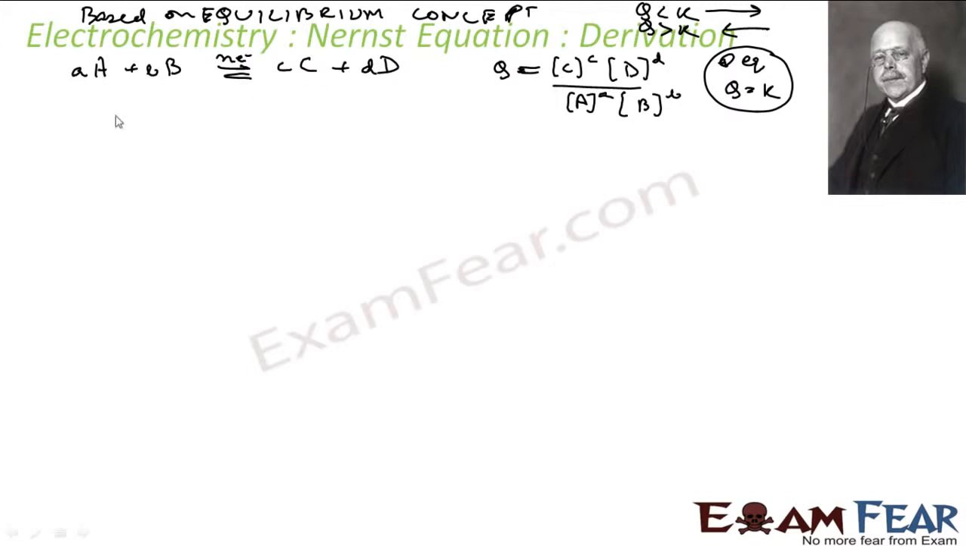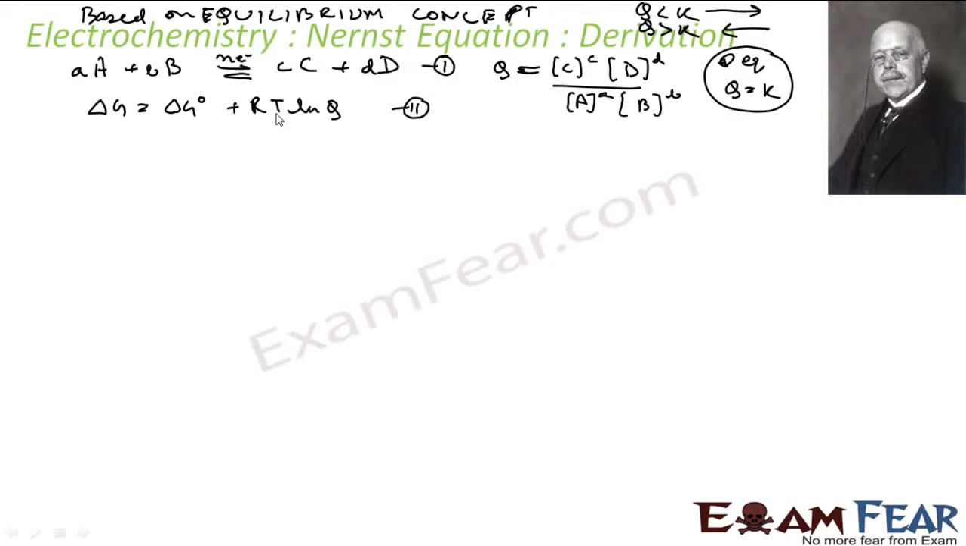Also, we know one more critical equation, that is delta G is equal to delta G naught plus RT ln Q at any point of time. Correct? This is the equation I know. This is equation 1, and this is equation number 2. The Gibbs free energy change is delta G naught plus RT ln Q.